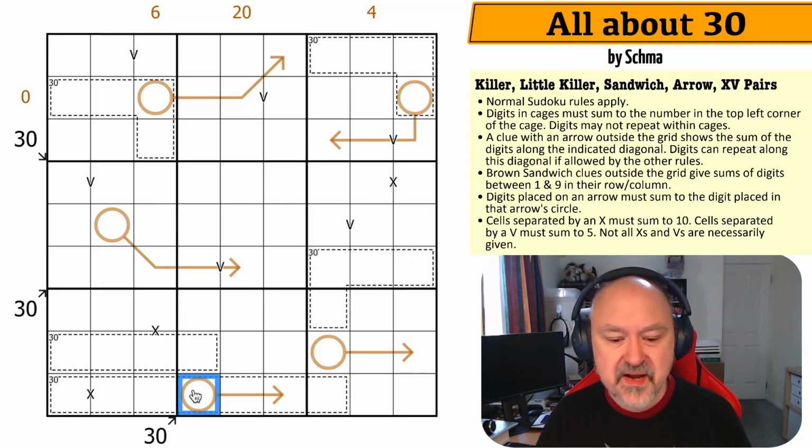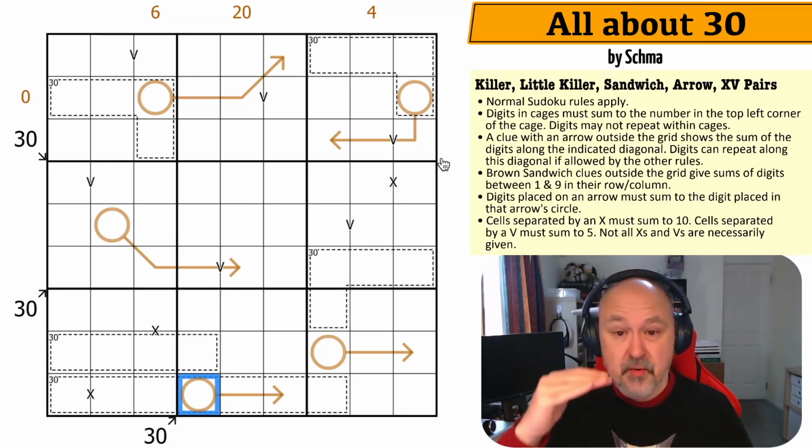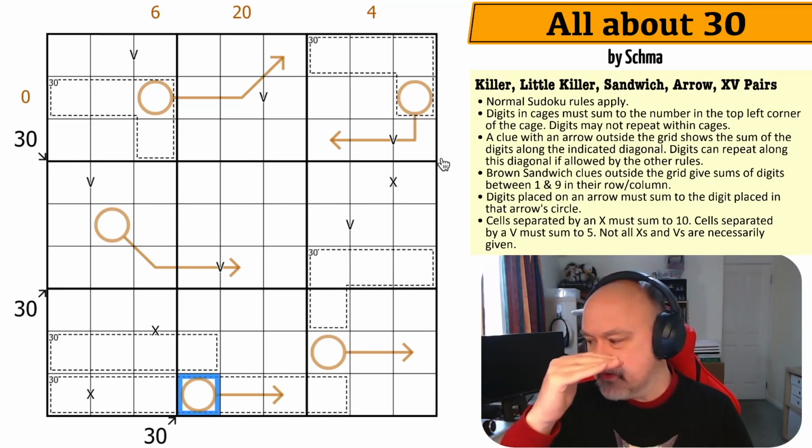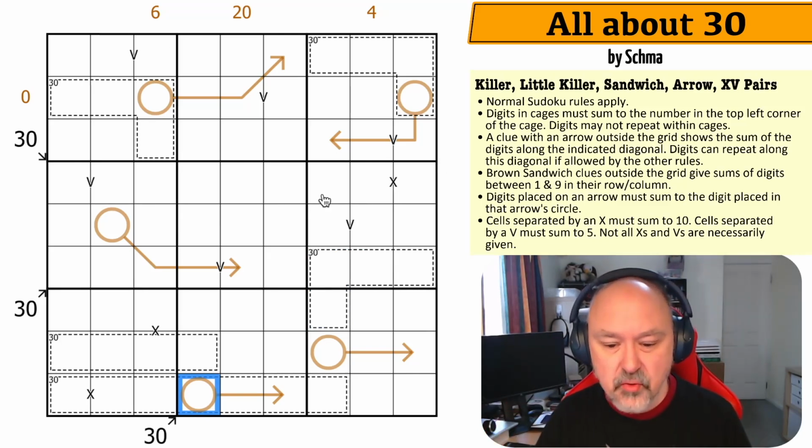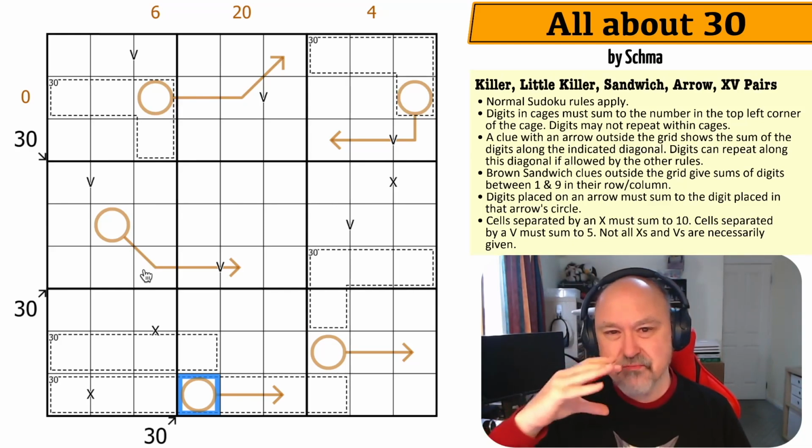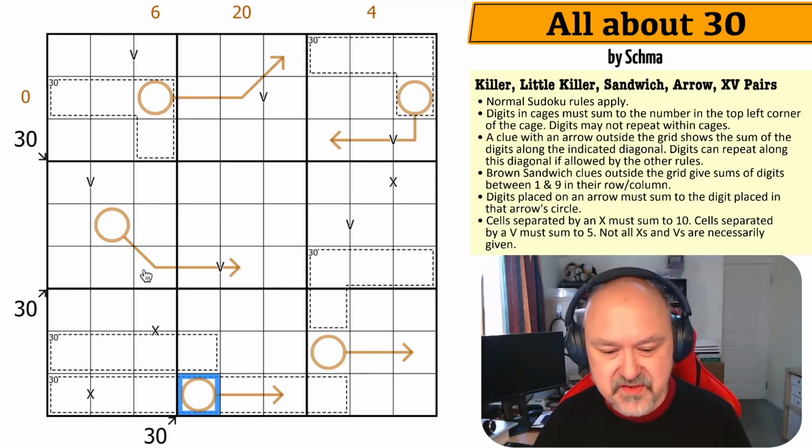And as always, whenever there are clues outside the grid, particularly top and bottom, in order to make it fit on the screen, the grid has to get a fair bit smaller. The more outside clues there are, the grid gets smaller, and it makes it harder for me to see, and it also makes it smaller to render on your screen, so sorry about that.